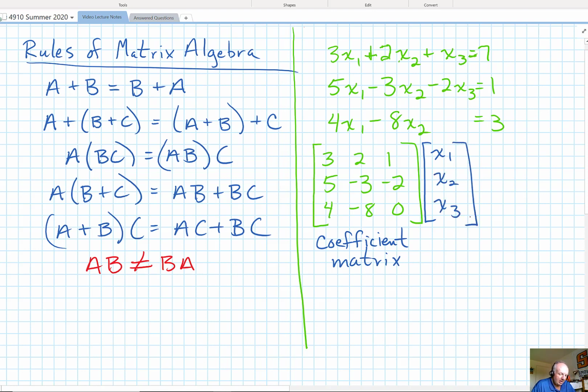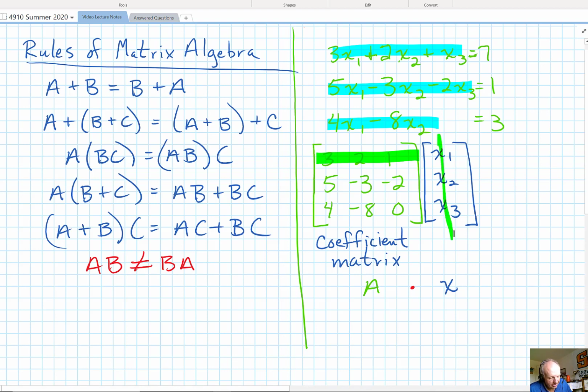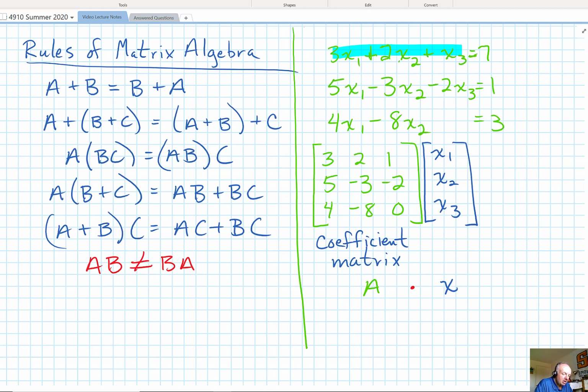And now here's the interesting thing. If I multiply those, right, because there's a little multiplication. We call this matrix A. We call this matrix X. That should be bolded. And we multiply them. If you take that matrix A times that column vector, you're going to get those three things, right? Because check it out. This row times this column gives you 3x1 plus 2x2 plus x3. Bam, that right there.